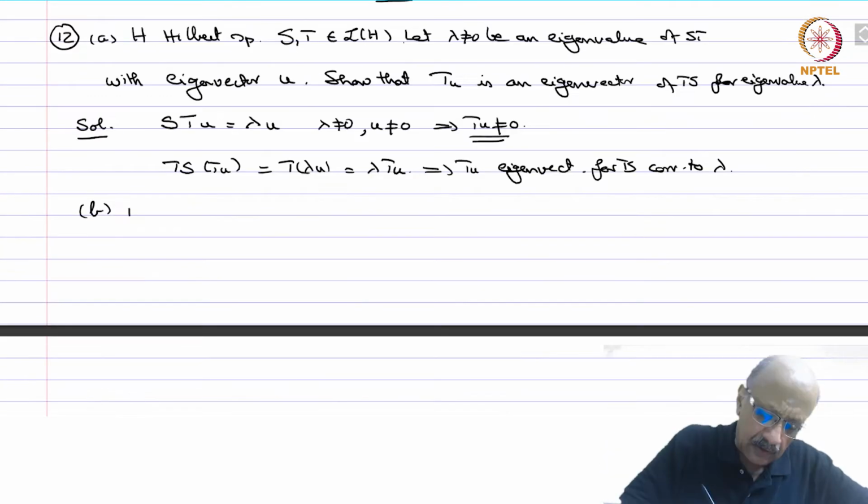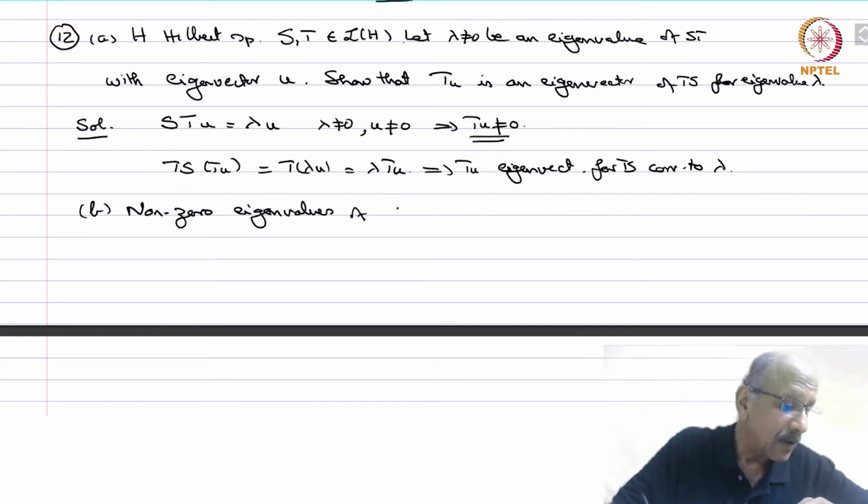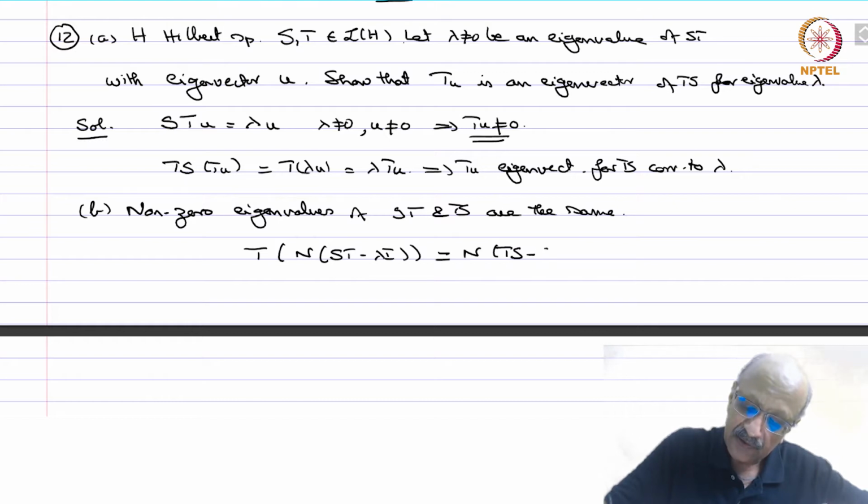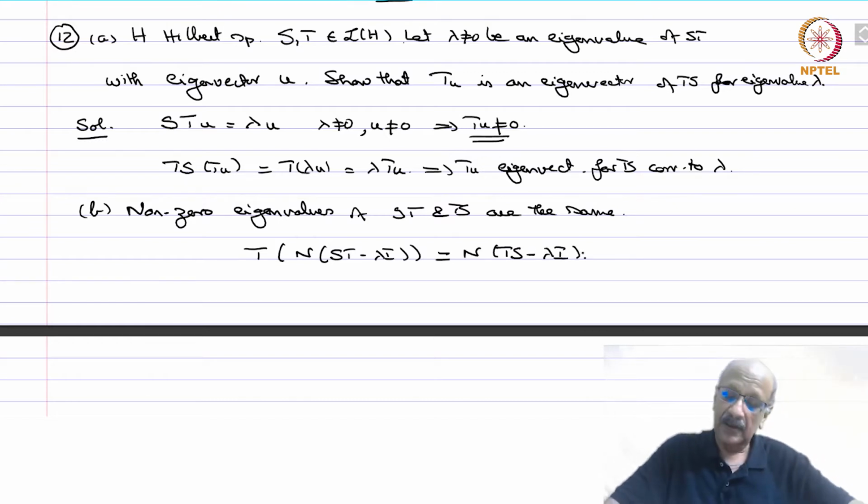So now, the non-zero eigenvalues of ST and TS are the same, and you have T of the null space of ST minus lambda I is equal to the null space of TS minus lambda I. Okay.